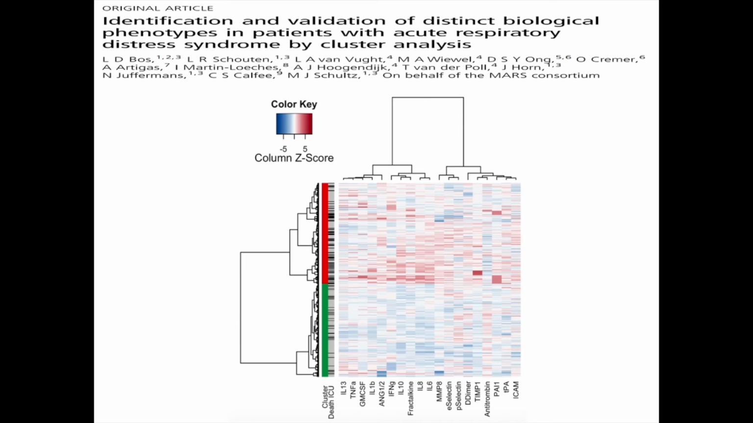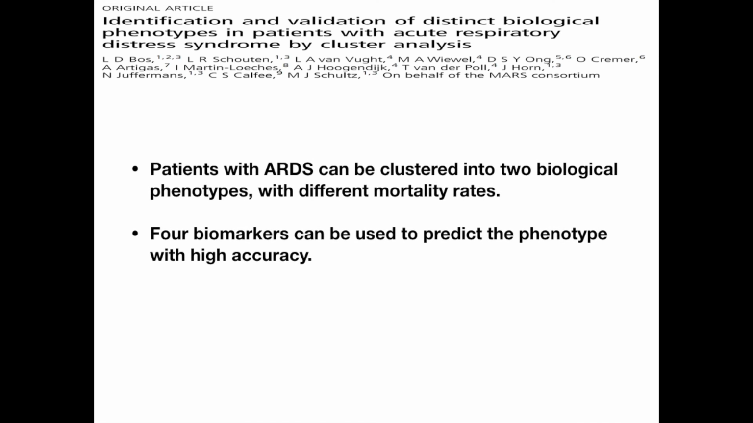Now, the identification and validation of distinct biological phenotypes in patients with ARDS. This was again a cluster analysis. In this, they found that patients with ARDS can be clustered into two biological phenotypes with different mortality rates. The studies that we had seen prior to this were retrospective analyses. This was a prospective study done in patients with ARDS, and they found 4 biomarkers which can be used to predict the phenotype with very high accuracy.